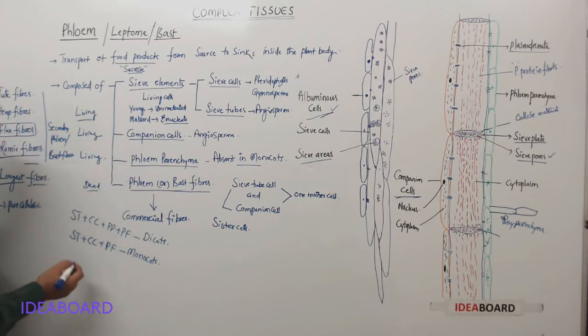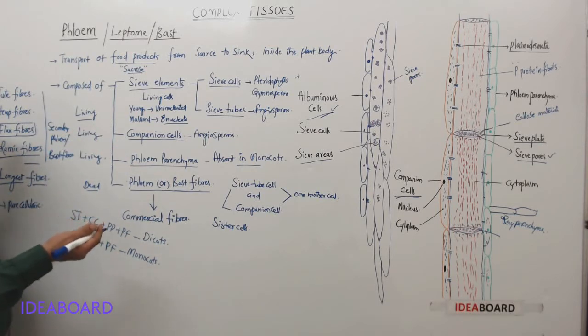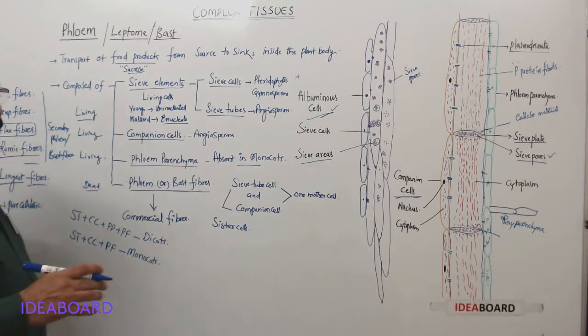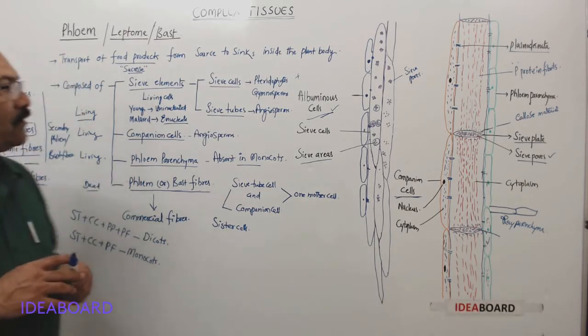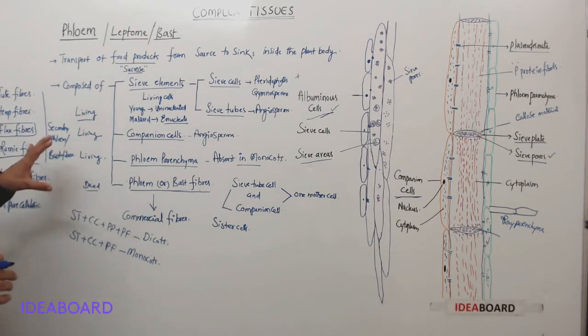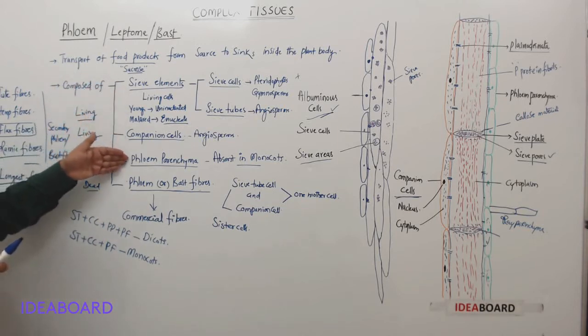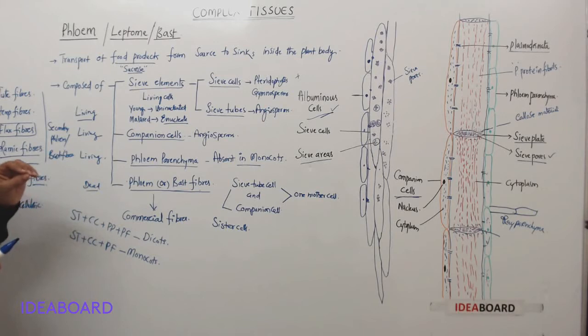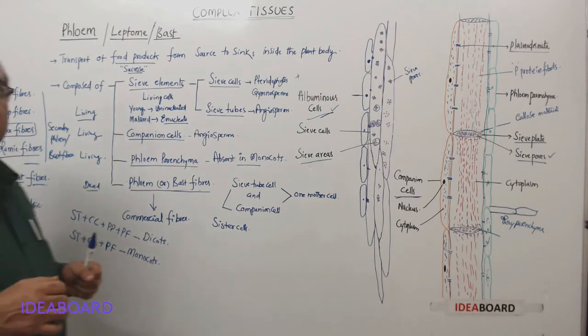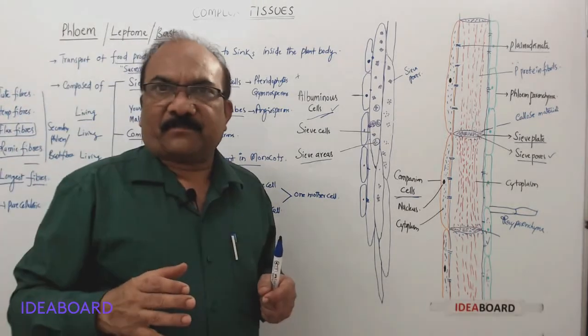And what about the pteridophytes and gymnosperms? Sieve cells, albuminous cells. And they may have phloem parenchyma and also phloem fibers. So among all these cells of the phloem, which are involved in the conduction of food material? The sieve elements, companion cells, phloem parenchyma. And which cells are involved in providing strength? Phloem fibers. Okay.